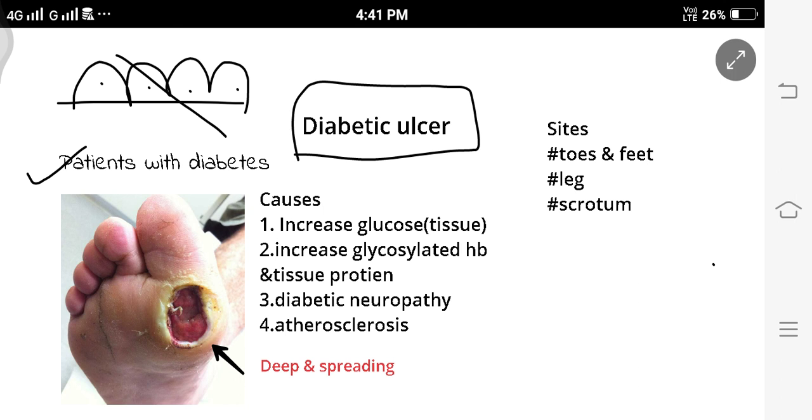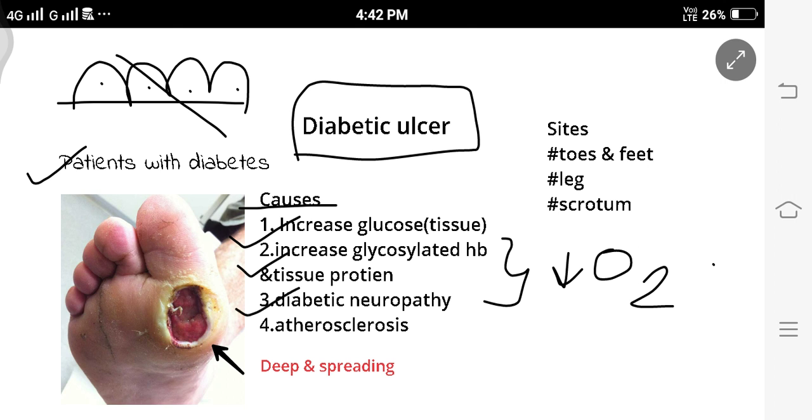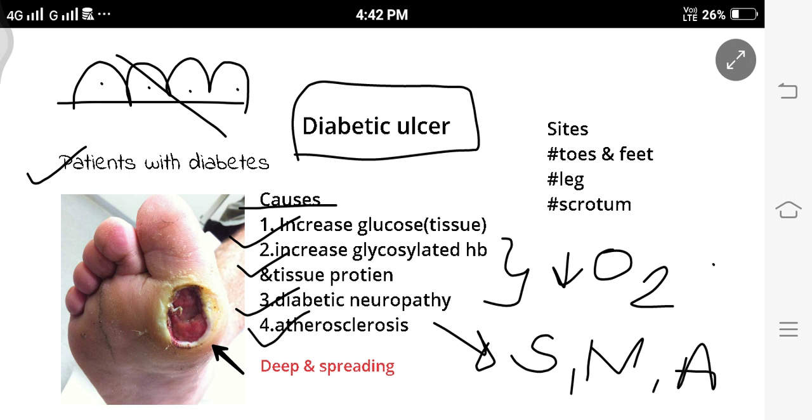Now what are some of the causes of diabetic ulcers? Increase in the glucose in the tissues, which will precipitate infections. Increase in the glycosylated hemoglobin and the tissue protein, which will decrease the O2 dissociation. Remember, increase in the glycosylated hemoglobin and the tissue protein will decrease the O2 dissociation. Now, diabetic neuropathy. The diabetic neuropathy will involve the sensory, motor, and the autonomic components, and the atherosclerosis. These are the main causes.